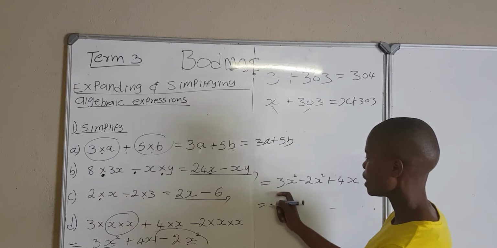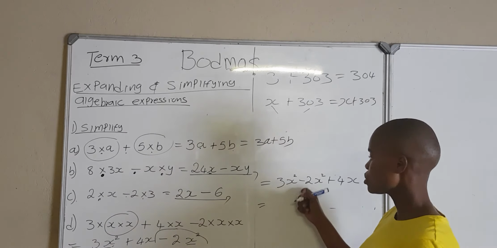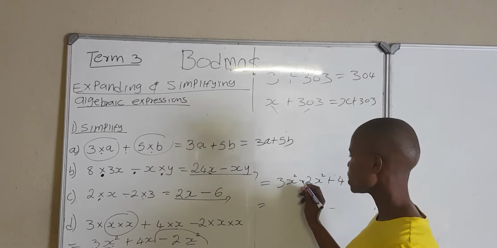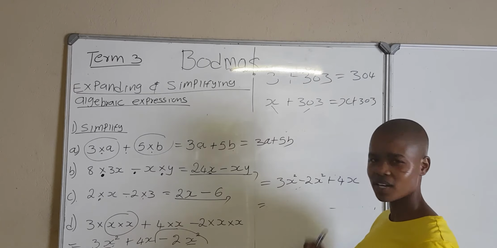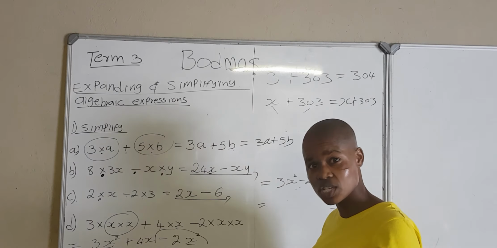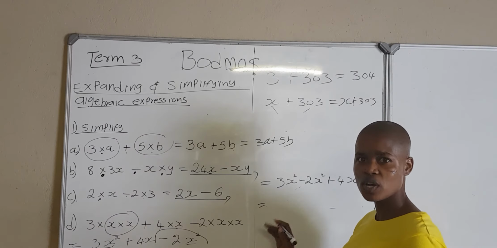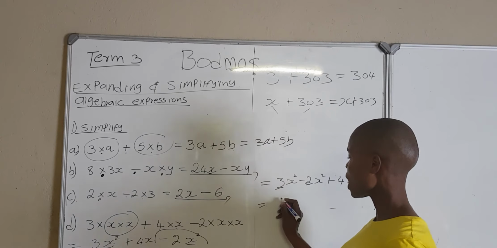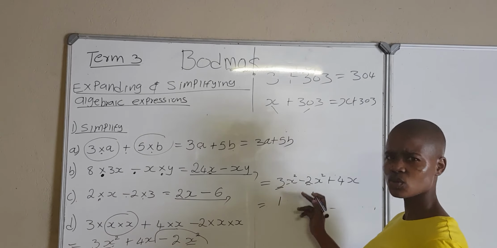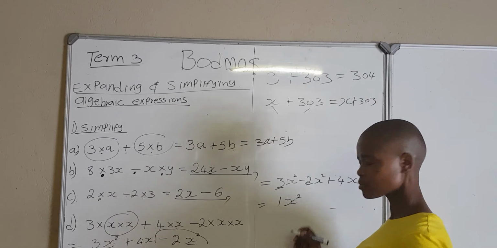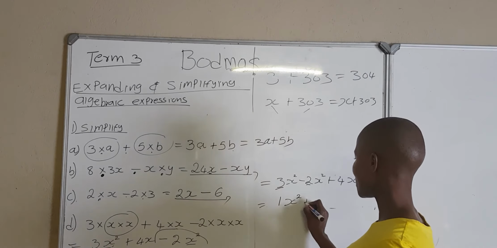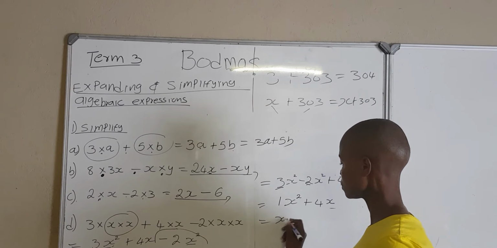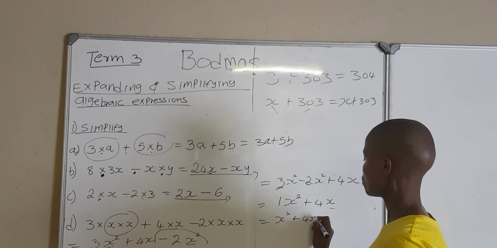So now I have like terms. And these two like terms are subtracting. What am I subtracting? I'm not subtracting the exponents, I'm not subtracting the variables, I'm subtracting the coefficients of the variables. So basically I'm focused on the numbers. 3 subtract 2 gives me 1. And because I'm dealing with the x squared, I just take it along. How easy is that? Plus 4x. 1x squared is the same as x squared plus 4x.